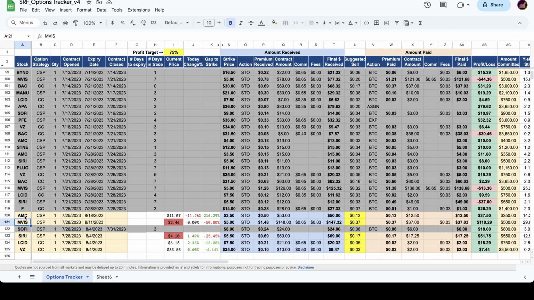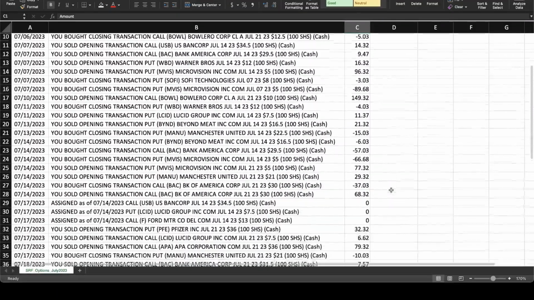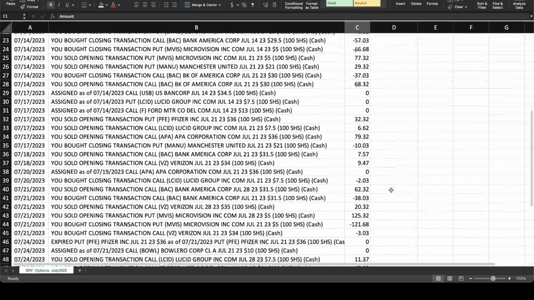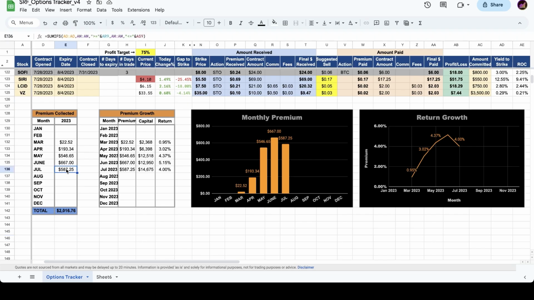So we're currently looking at the actual contracts. I have one on AMC, MicroVision, like I just said, then Sirius XM, Lucid, and Verizon. So these are all the option transactions on my Fidelity portfolio, totaling 56 of them. So the final amount I made for the month of July was $587.25 on a capital of $14,675, turning me 4%. So I beat the S&P 500 for the month of July by almost 1%. Which I'm pretty happy with.